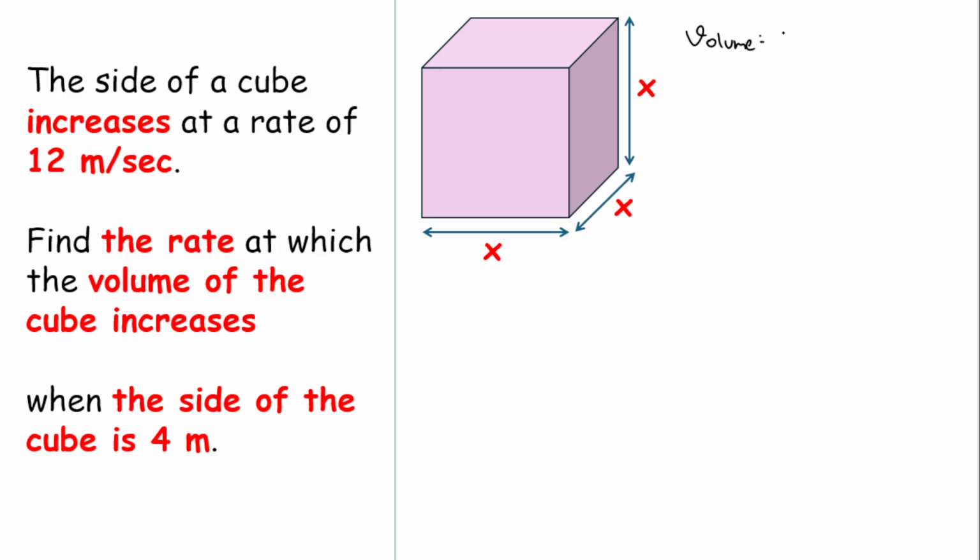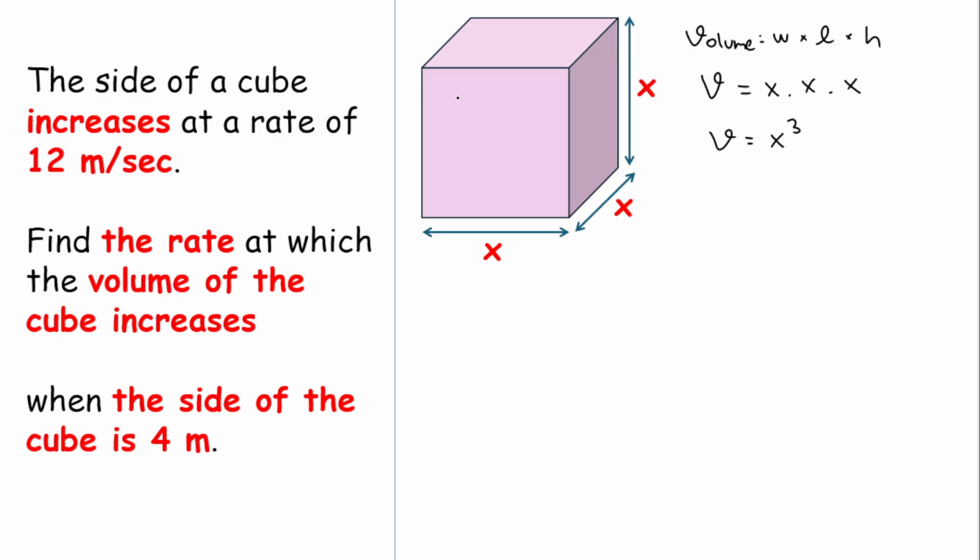The volume is equal to width. We need to multiply width by length by height, but all of them are x. So we will have V here equal to x times x times x. So we get the volume equal to x to the third power.